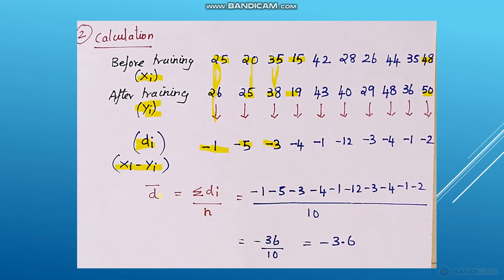After that you find the mean D bar. D bar is the summation of d by n. You sum all these differences and divide by 10, because we have 10 pairs of observations. So the answer is D bar is minus 3.6.